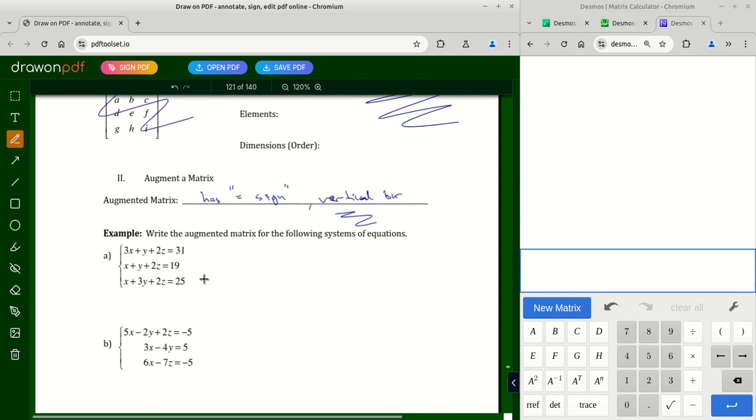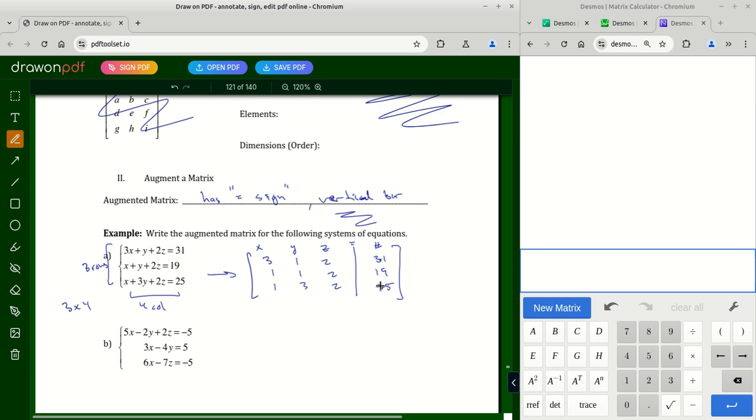So they say rewrite these as matrices. This is going to be 3 rows by 4 columns, so it's a 3 by 4 matrix. It's going to look like my x's, my y's, my z's, and then the equal sign is a vertical bar, and then my numbers. So I got 3 x's, 1 y, 2 z's is equal to 31. I'm just copying them down. 1, 1, 2, 19, 1, 3, 2, 25.